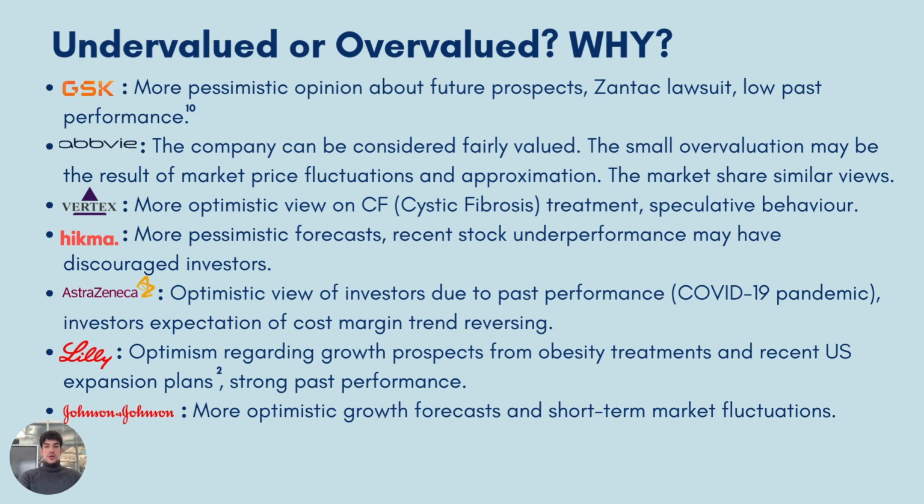For Vertex, the overvaluation may have been caused by higher optimism on cystic fibrosis treatment, which accounts for the majority of the company's revenues. Furthermore, the high past returns may have incentivized speculative behavior amongst investors. ICMA stocks may be undervalued due to more pessimistic forecasts and due to the underperformance experienced in recent years, which may have reduced demand for the stock among investors, further suppressing the price.